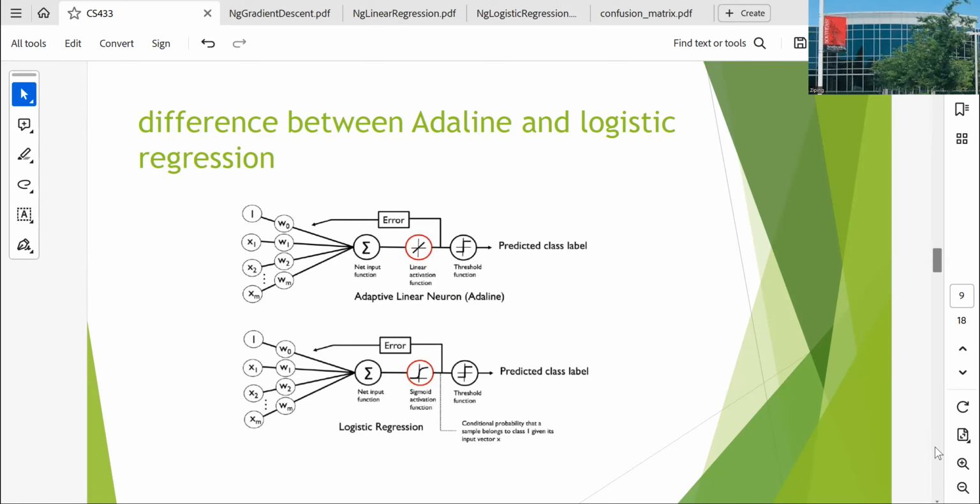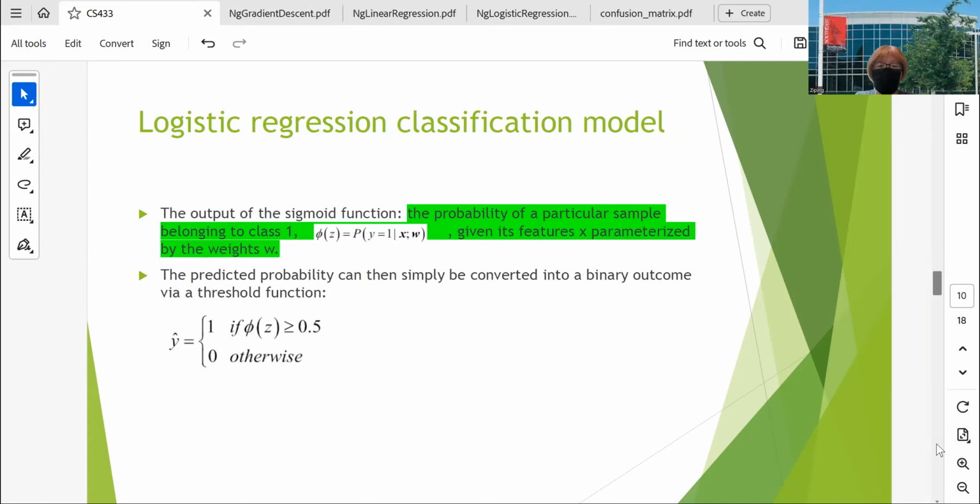Careful here. So I already explained it's the probability of a particular sample belonging to a class, given its feature X parameterized by the weight W. That's the definition. So here it says if the decision function is greater or equal than 0.5, then it is some class.